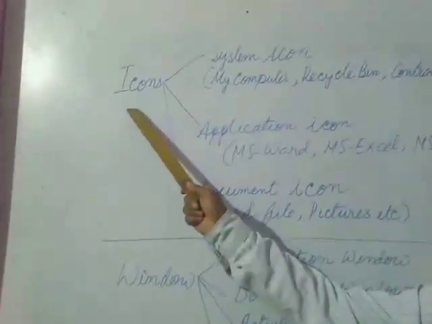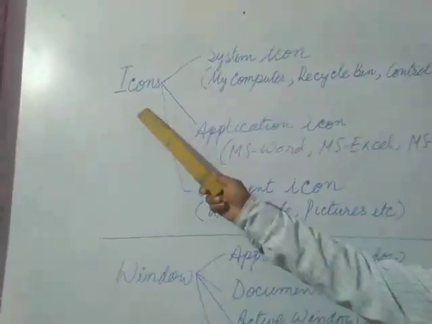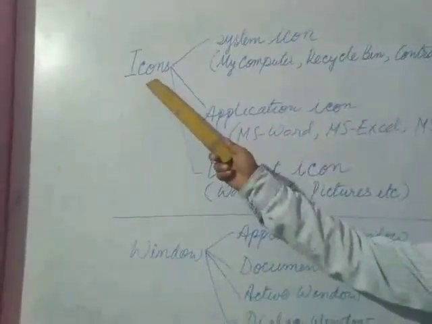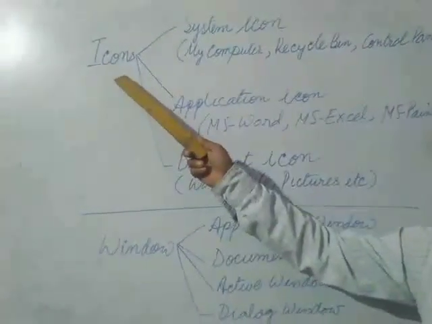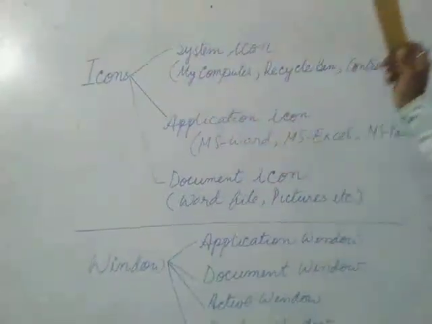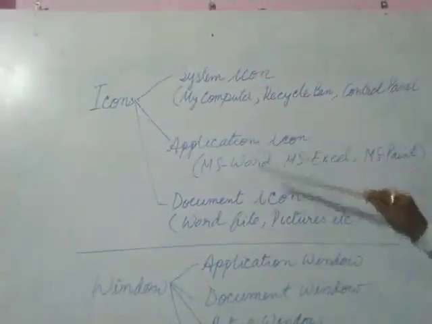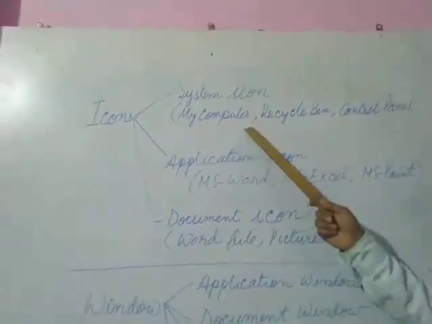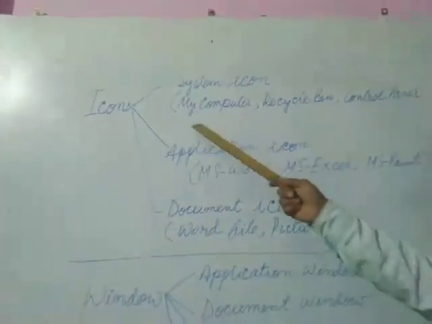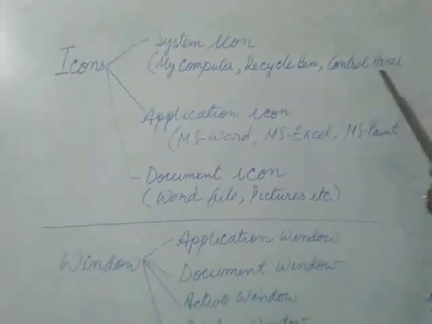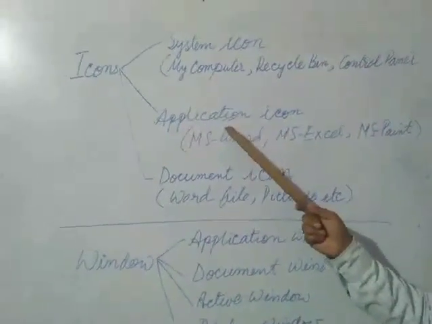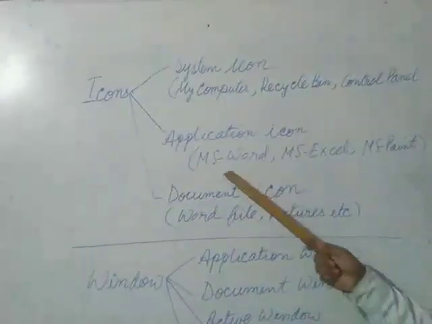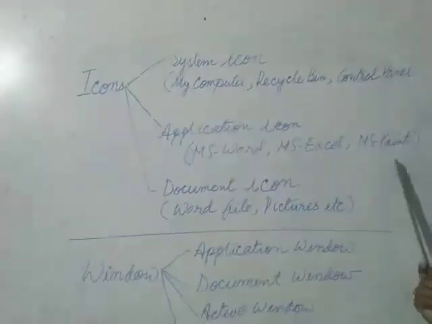Next is icon. First let me define what an icon is. Icons are graphical pictures present on the desktop, or shortcuts of various applications, placed on the desktop for the user to open that application quickly. These icons are divided into three types: system icon, application icon, document icon. System icons are present when the Windows operating system is installed, like My Computer, Recycle Bin, Control Panel. Application icons are your personal icons which you place on the desktop for easy reference, like the MS Word icon, MS Excel icon, MS Paint icon.